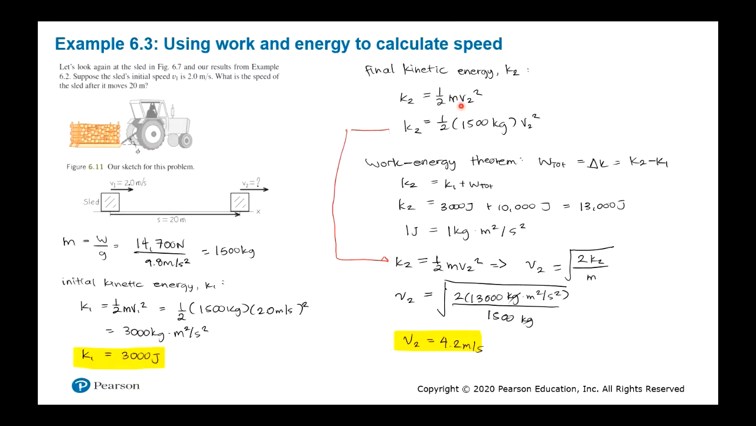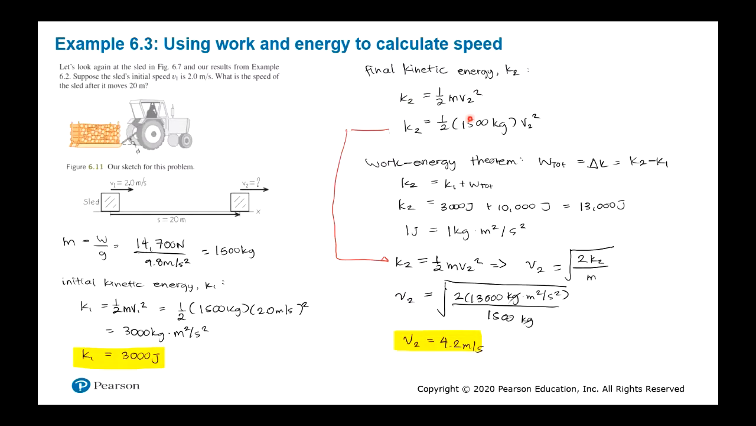Now, for the final kinetic energy, we do not know what V2 is, but we can calculate K2. With that, we plug in the work energy theorem, which is given by W total equal to delta K, or K2 minus K1. So K2 is just equal to K1 plus W total. We already got W total from the previous example, which was 10,000 joules. So to get K2, we just add K1 plus W total. That's 13,000 joules. And again, to reiterate, 1 joule is equal to 1 kilogram meter squared per second squared. All right, so now we have our value for K2.